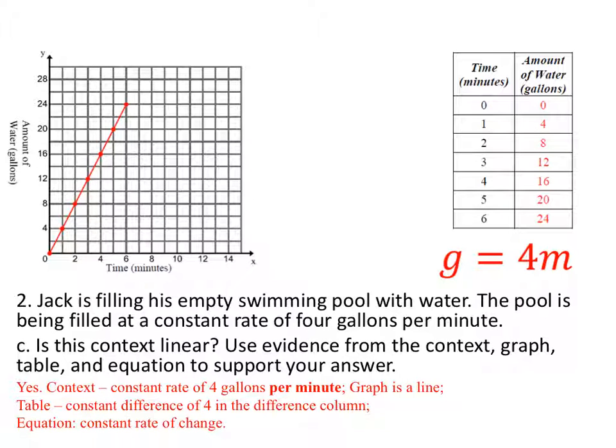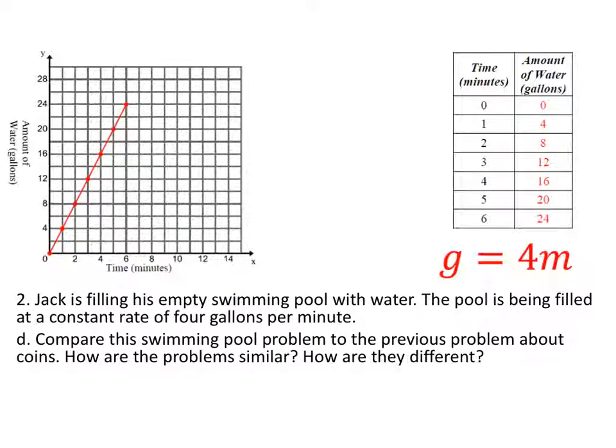Of course, the graph showed a straight line, which is all we need for the graph. In the table, it shows a constant rate of change of 4 gallons per minute, and that 4 gallons per minute was shown in the equation as well, with the 4m. And then in the context, it said it was 4 gallons per minute. Okay, so the rate of change is always constant.